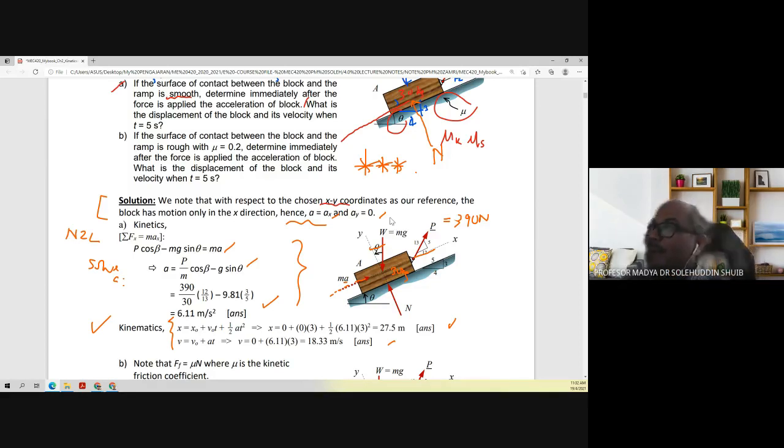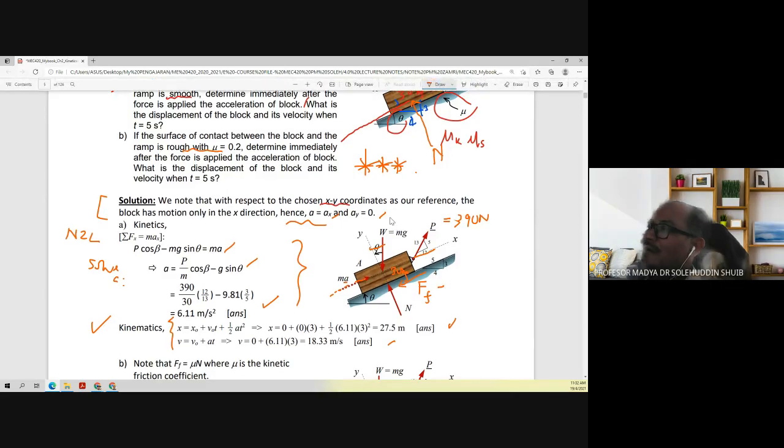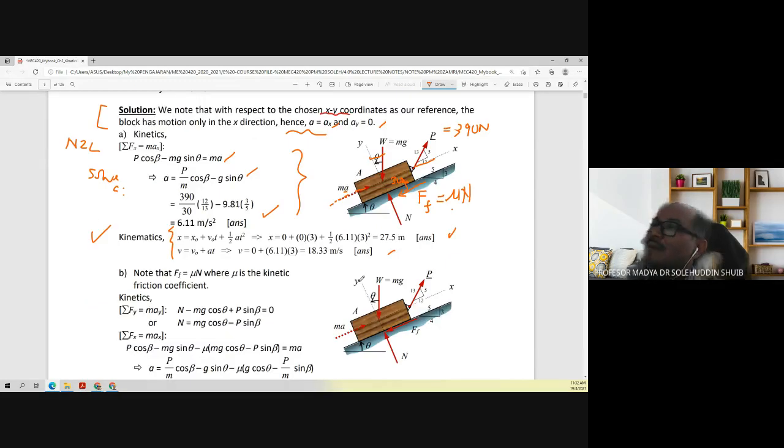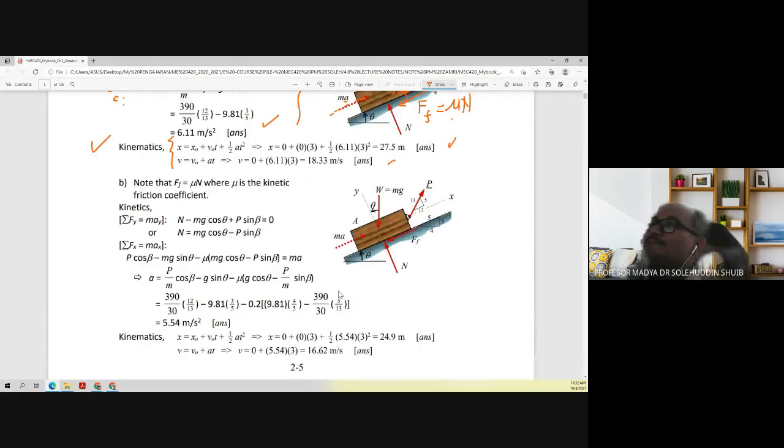And then we proceed to part B. For part B, same thing, but you have to add the frictional force. If P moves to the right, we have a frictional force there, which is mu times normal. So we proceed to part B.